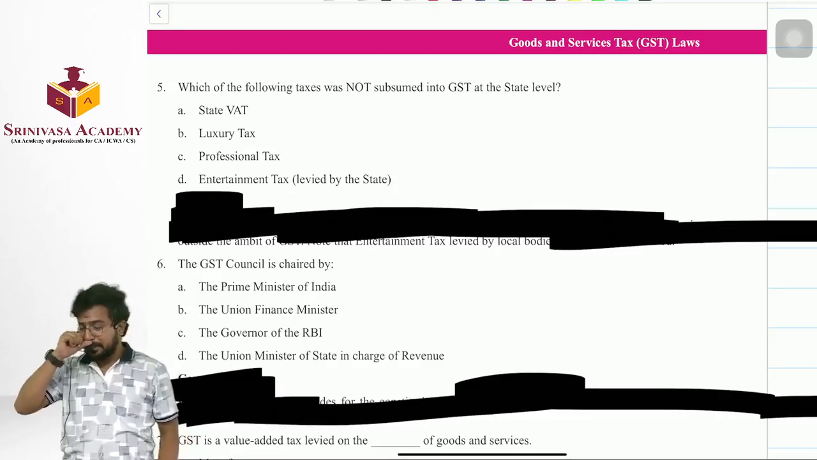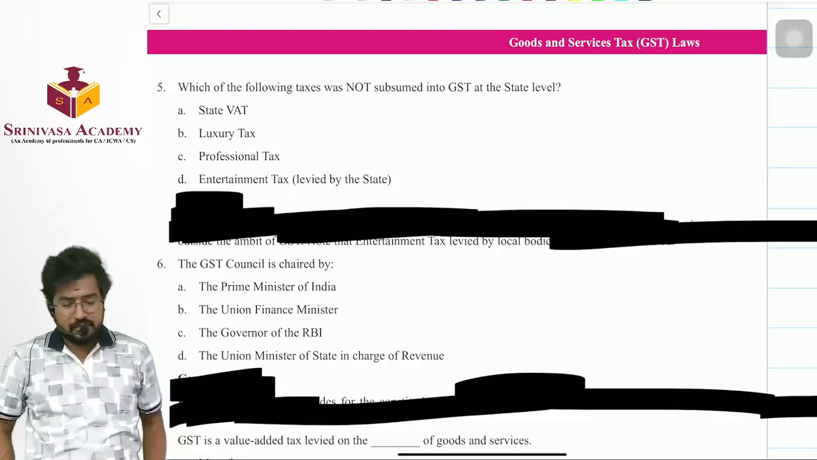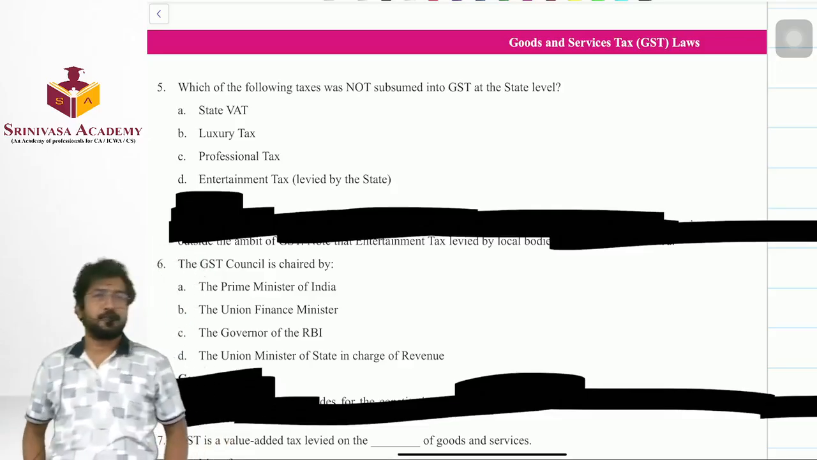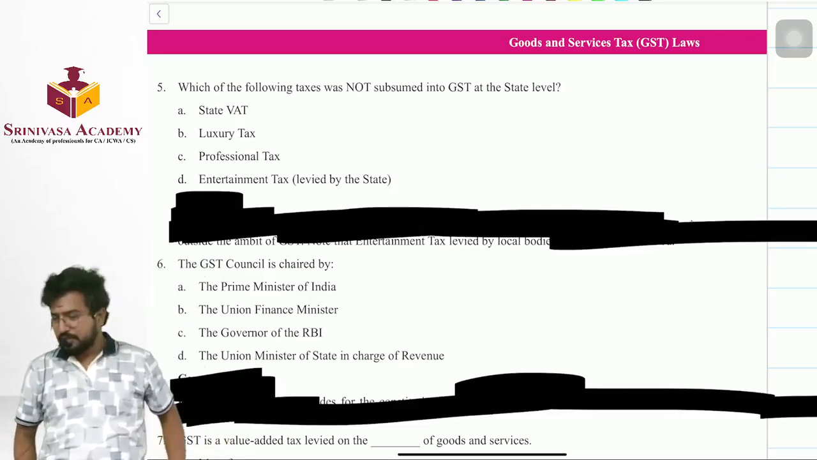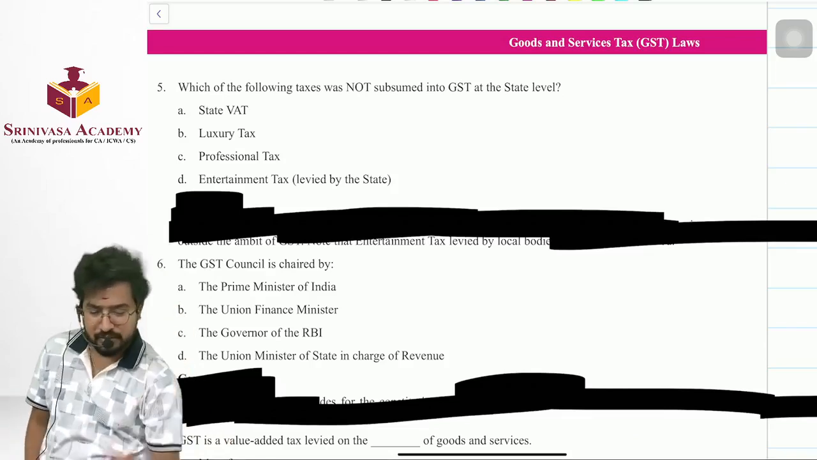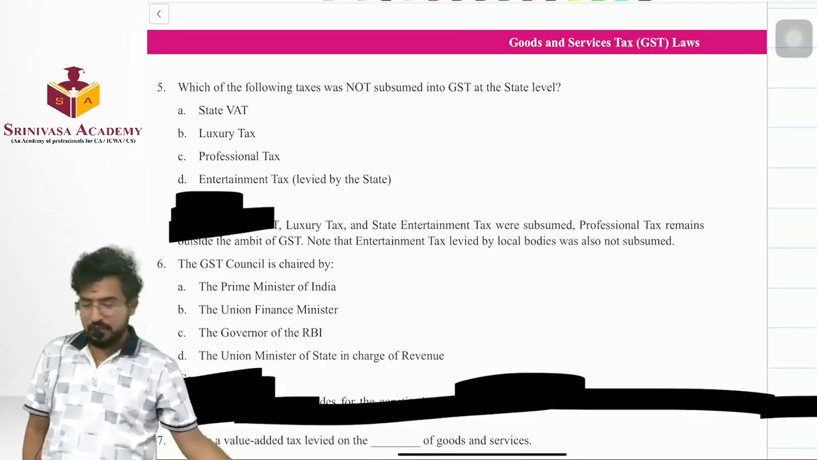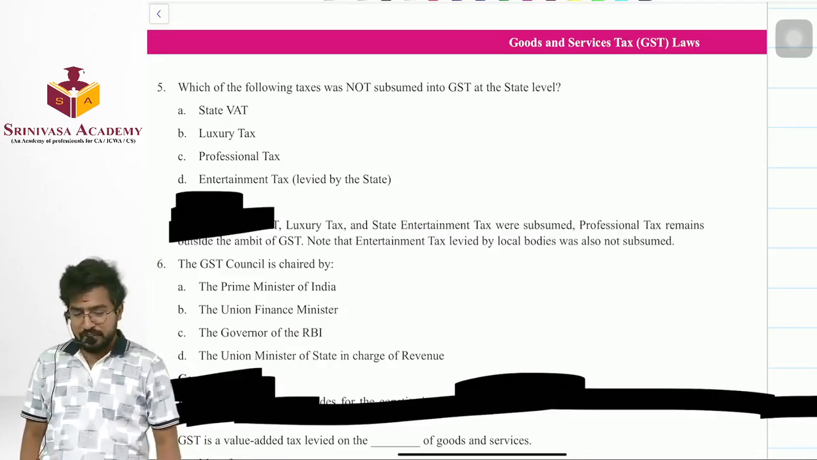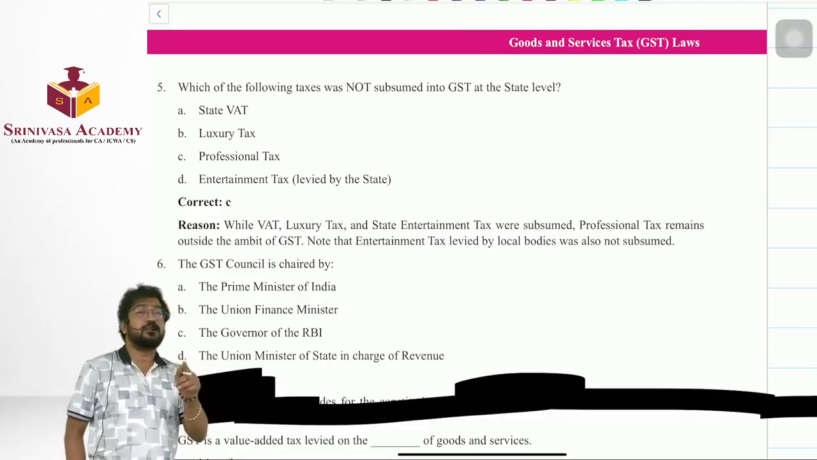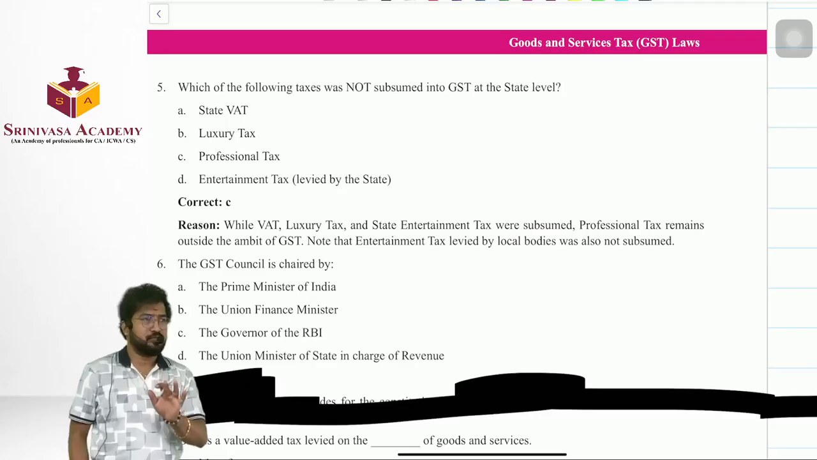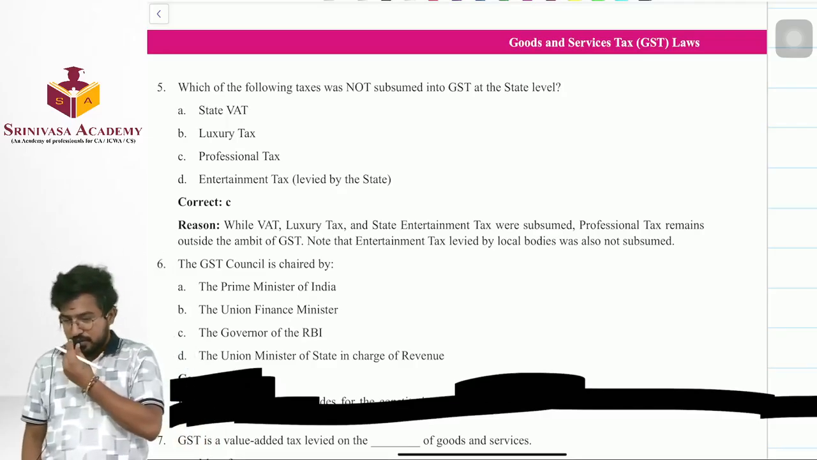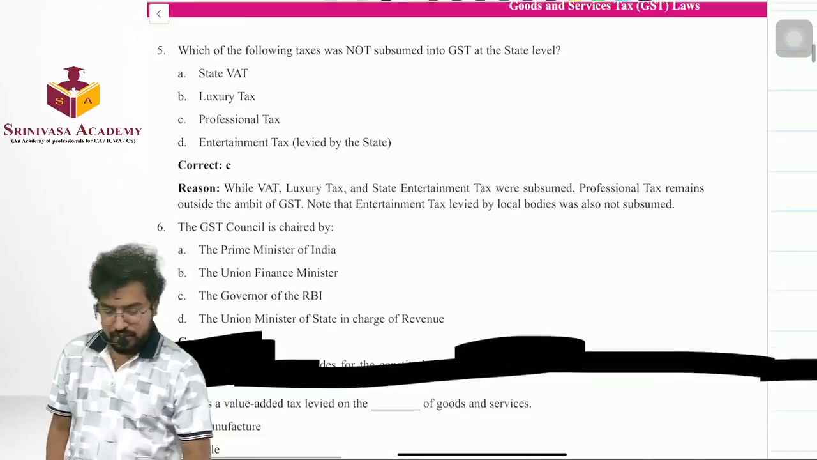What is the next one? Which of the following taxes was not subsumed into GST at the state level? What is the option, A, B, C, D? Option D, professional tax. Entertainment tax levied by the state is also subsumed. Entertainment tax levied by local bodies is not subsumed. So here the state tax which is still not subsumed is professional tax. Okay, right. Next, what is the next one?